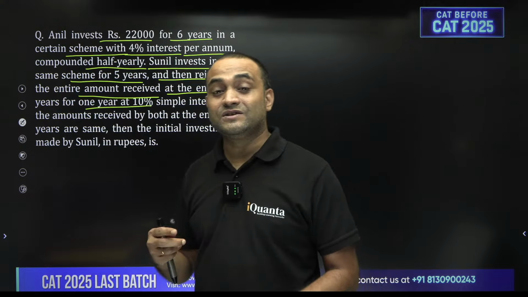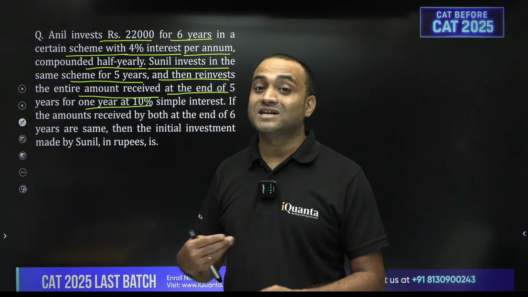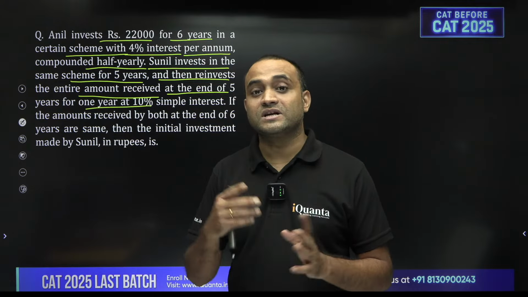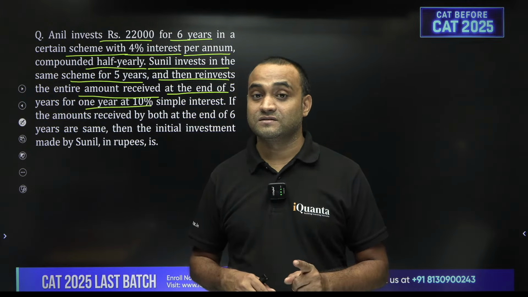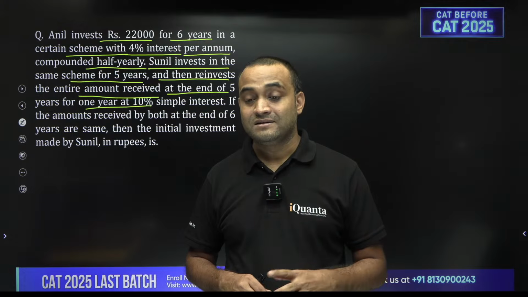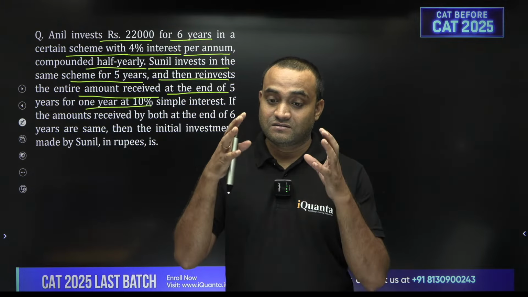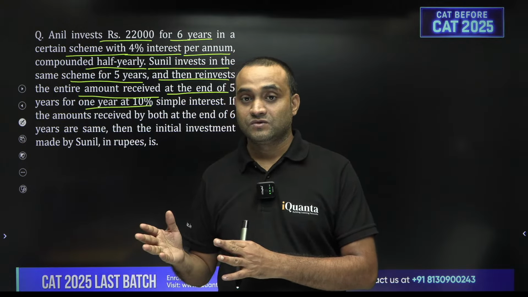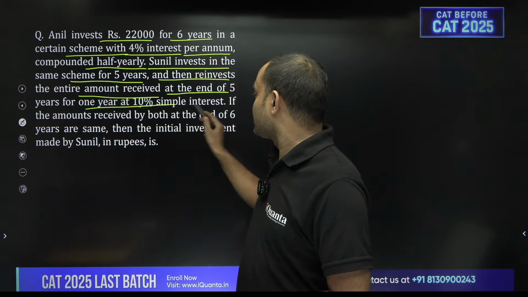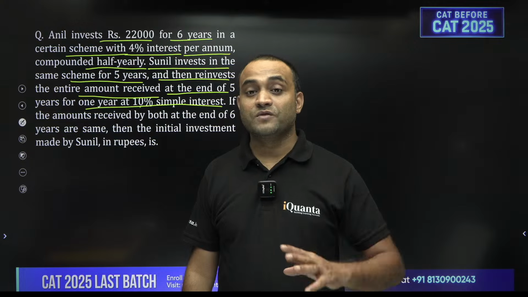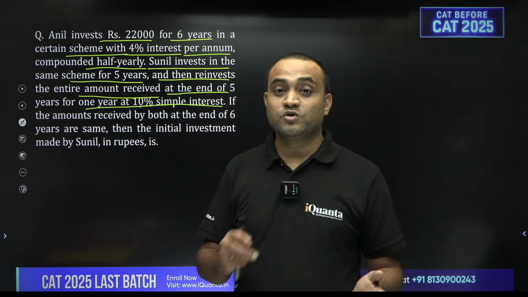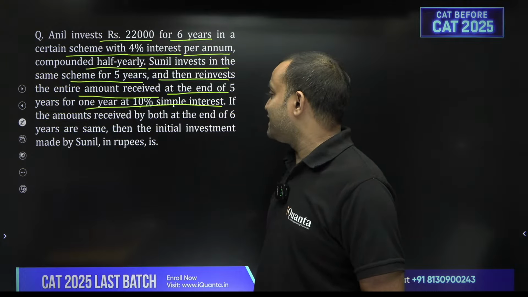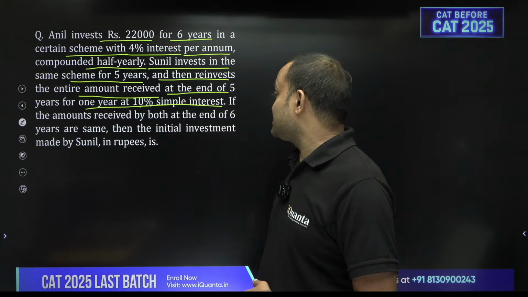So Sunil is investing some amount in the same scheme as Anil, but not for 6 years, for 5 years. And then he is investing the whole amount that he got after 5 years in a simple interest scheme, which is giving him 10% return, right? 10% simple interest. So if you increase the amount by 10%, you get 1.1 times. If the amounts received by both at the end of 6 years are the same, then the initial investment made by Sunil in rupees is asked.